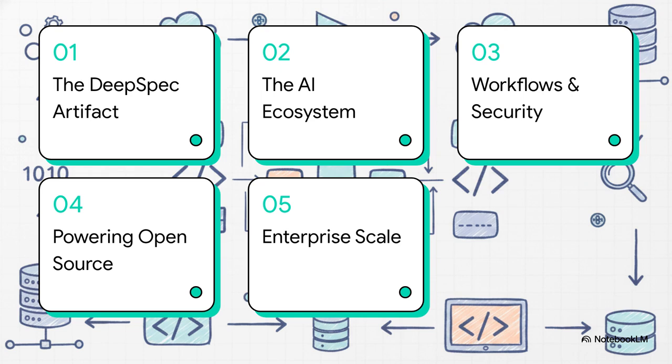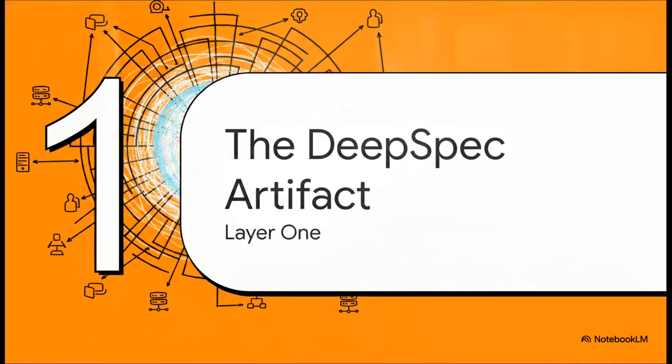Here's our roadmap for the journey. We'll start with the deepspec artifact itself. Then, we'll zoom out to the AI ecosystem, followed by workflows and security, powering open source, and finally, enterprise scale. Section 1. The deepspec artifact.